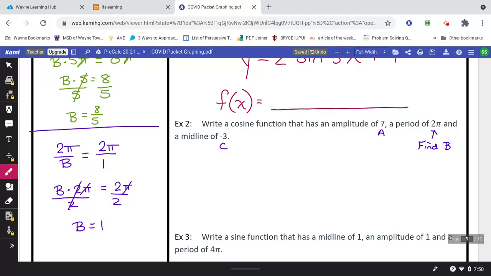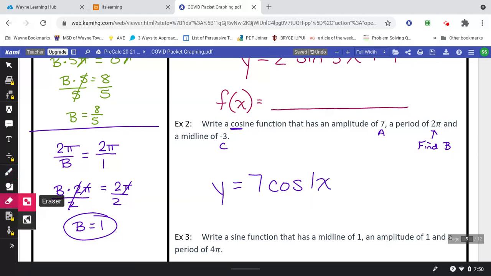Now that we have b, we can write our function, y equals, or f of x equals, that would be the same thing. We'll put the amplitude first. Cosine is abbreviated to the letters COS. And then since b is 1, we don't really have to put a 1 right here. You could put 1x, but more often than not, you'll see it written just as x. And then the midline of -3 would go at the end as a -3.